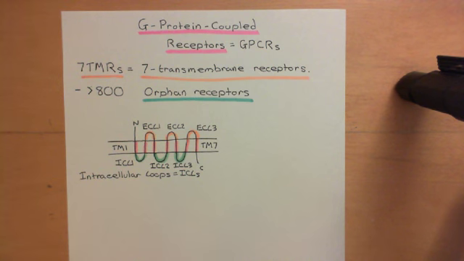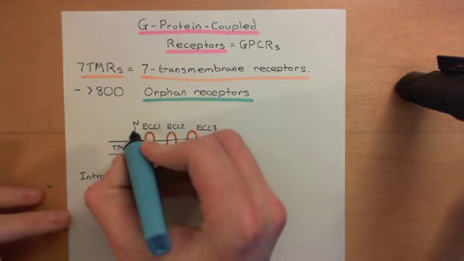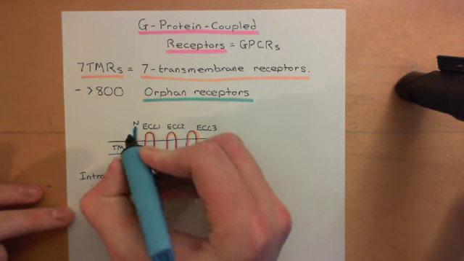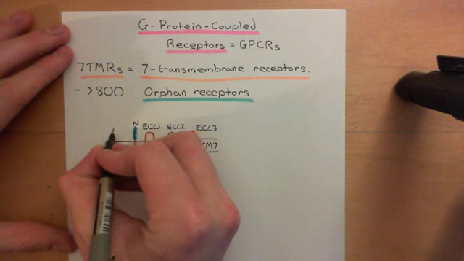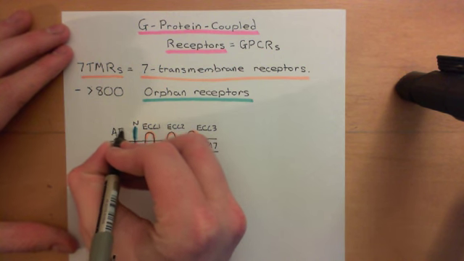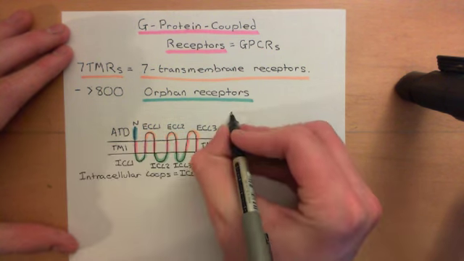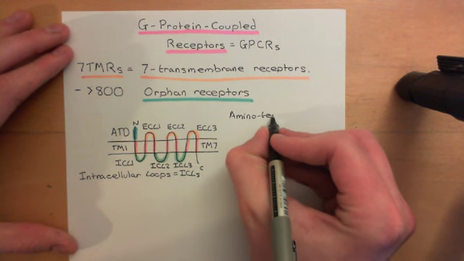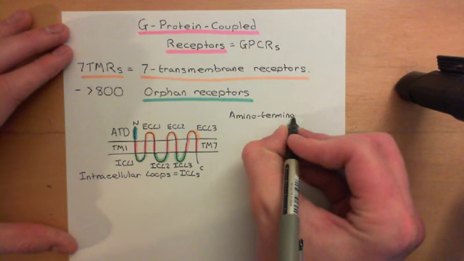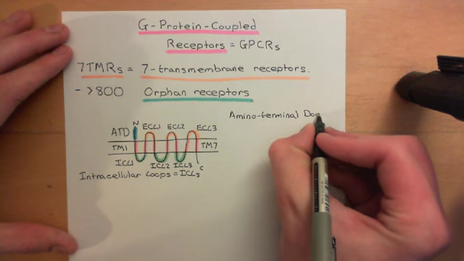Okay, right, there are two more important domains that I want to mark on, which are the two final bits that we haven't coloured in yet. So the portion that's prior to TM1, which I'll colour in blue here, this is known as the amino terminal domain, or for short it's just abbreviated to ATD. So that stands for the amino, that's the A, then T is for terminal, and then the D is for domain, so amino terminal domain.